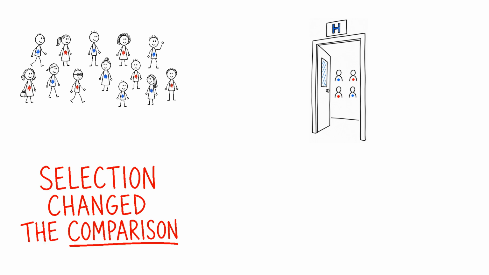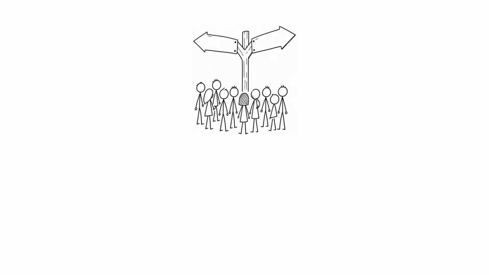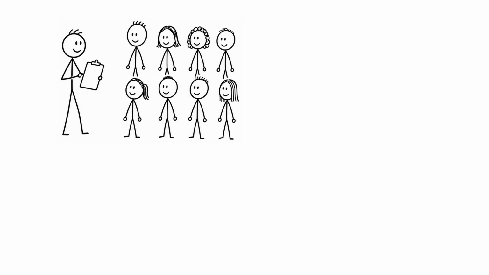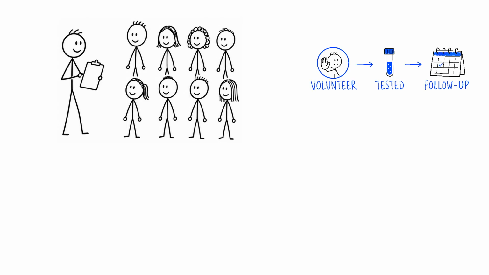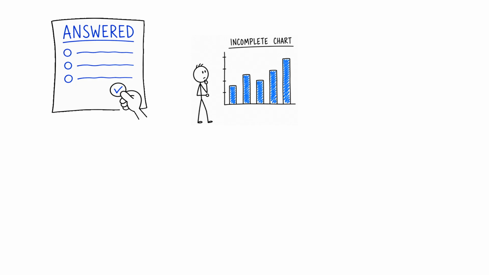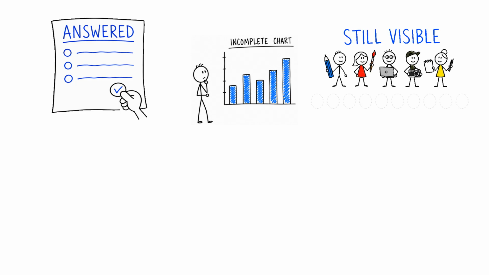Selection changed the comparison. The same structure appears whenever observation depends on several variables. An elite college sees only students who cleared its admissions process. A company analyzes only employees it hired. A medical study includes only people who volunteered, were tested, or remained until follow-up. A customer survey contains only people who chose to answer. Even a chart of successful creators excludes everyone who tried and disappeared. Each gate may depend on several causes. Once we analyze only the people behind it, those causes can become entangled.